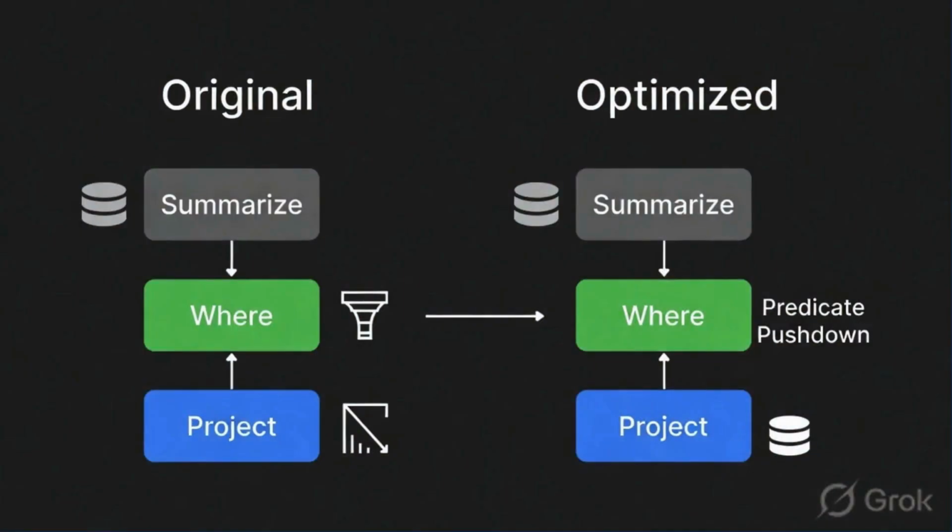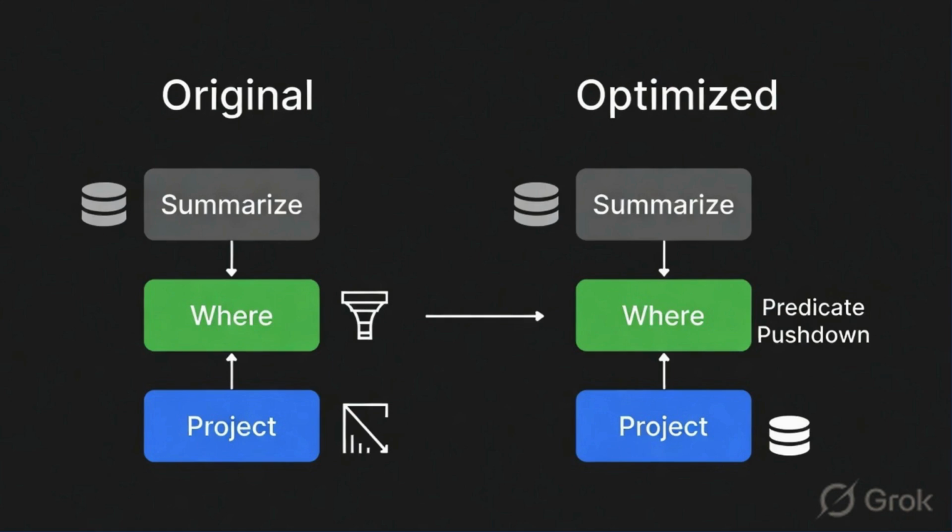Look at this before and after diagram. It shows the real power of predicate pushdown in KQL. On the left is the original flow. Summarize first, then where, then project. Notice the data volume icons. It starts big and stays big through the expensive summarize. Lots of unnecessary rows get processed.